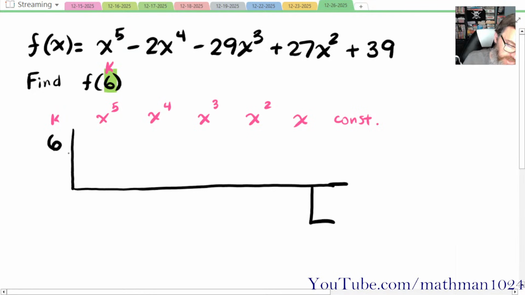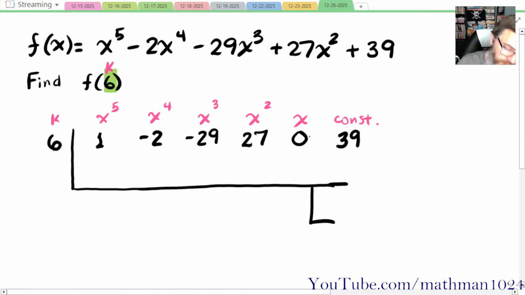So it's going to be 6, and then we have 1x to the 5th, minus 2x to the 4th, minus 29 here, 27. 39 is my constant, so he goes here, so I skipped my x term, so I have to put a 0 there. All right. Go through the same process that we've been doing. Bring down the 1 times the k value of 6, and now we add, we get 4.